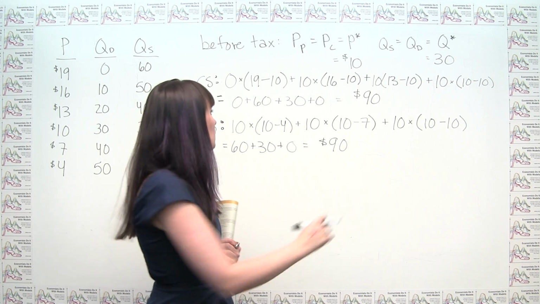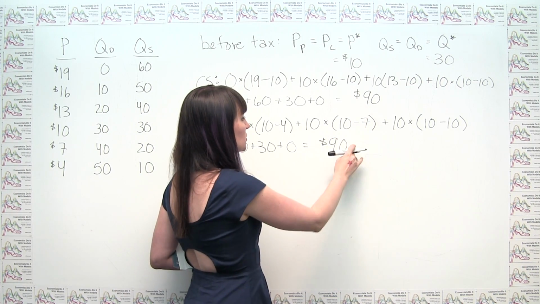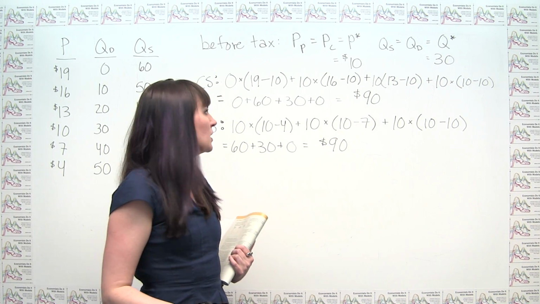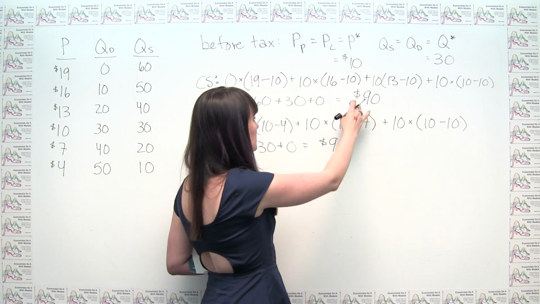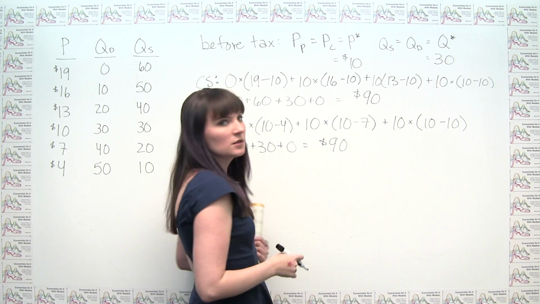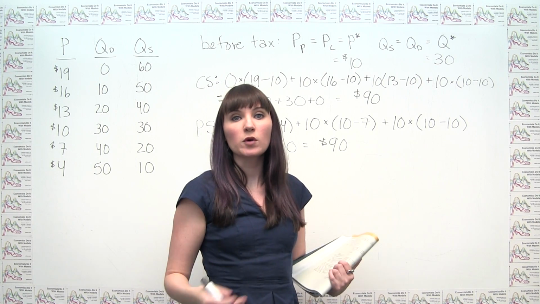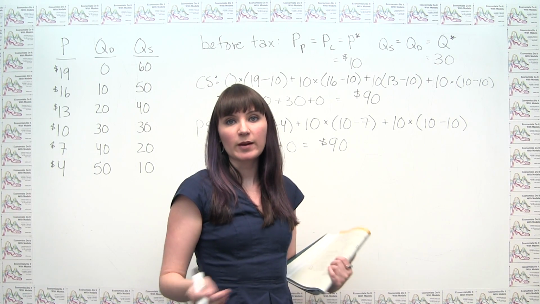You notice a few things. One, consumer surplus and producer surplus are usually measured in dollars. And in this particular case, we see that consumers and producers, at least before the tax is enacted, get the same amount of surplus.